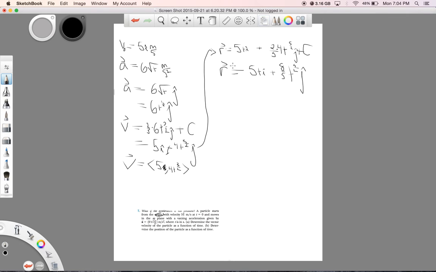Okay, so this is the answer to B. And this is the answer to A.